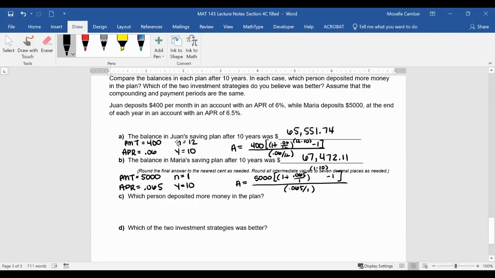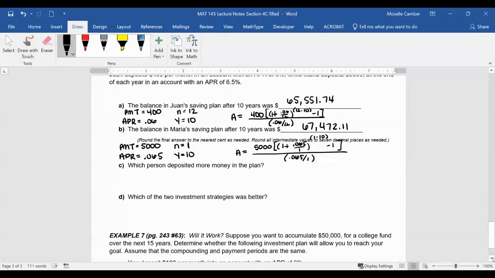So up to the end of the 10 years, Maria has more money. But just because she has more money doesn't necessarily mean it's going to be the better investment. Well, it could, right? So we talked before about how there's two different things you can look at: the amount of money you have at the end, or the total return. So let's figure out who deposited more money, and we can use that to help us figure out the total return. So Juan.